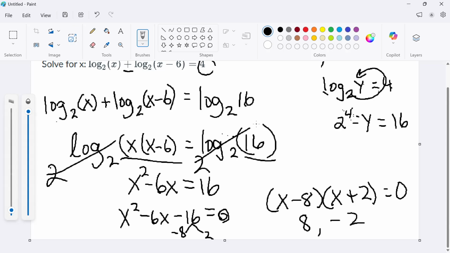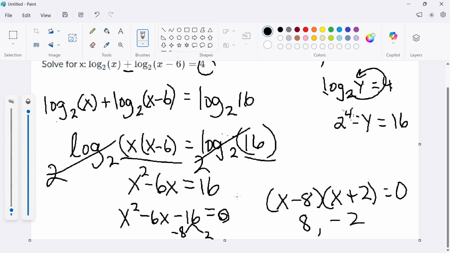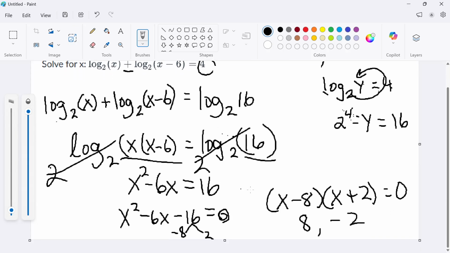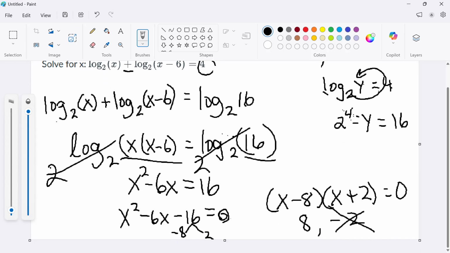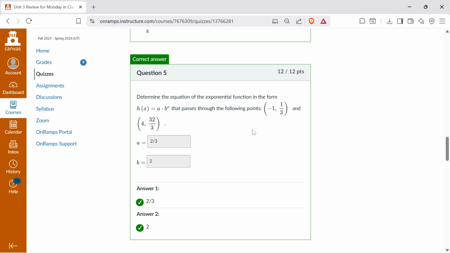Now whenever I solve log equations like this, I've got to plug these answers back into the equation to make sure I don't have any extraneous solutions. In other words, if I'm taking the log of a number less than 0, a negative number, that doesn't exist, it's undefined. So I've got to be very careful. So if I put negative 2, log base 2 of negative 2 is undefined, so negative 2 is out. And 8 is positive, 8 minus 6 is 2, those all work. So 8 is the only answer. If you put 8, -2, you're going to get it wrong because -2 is an extraneous solution. All right, there's that one. Here's another one.